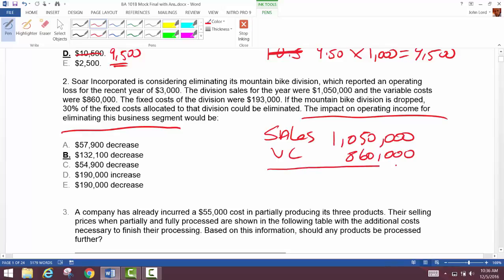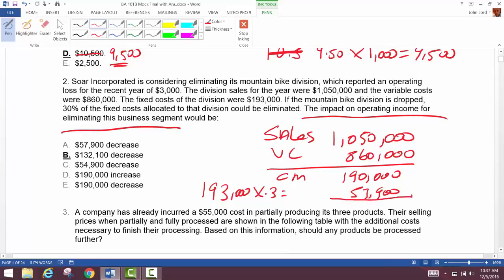Okay, now this question didn't really ask this, but we have a contribution margin then here of what? 190,000. Okay, but we still need to consider any avoidable cost. And so we say that the fixed cost of the division were 193,000, and if the mountain bike division is dropped, 30% of the fixed cost would be eliminated. So we only consider those avoidable costs if we get rid of the segment. So it's not the whole 193,000 that were allocated to the division. It's the 30% that could be avoided if we got rid of that segment. So what's that? 57,900. Okay. So 190,000 minus the 57,900 is what? 132,100. Okay.